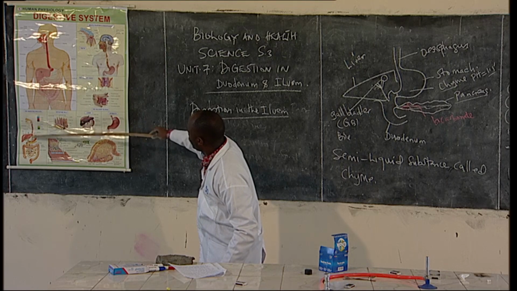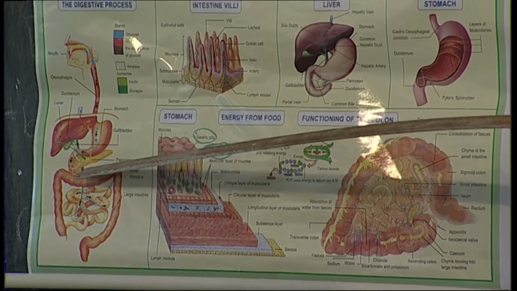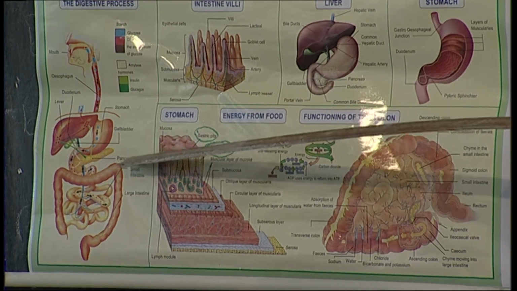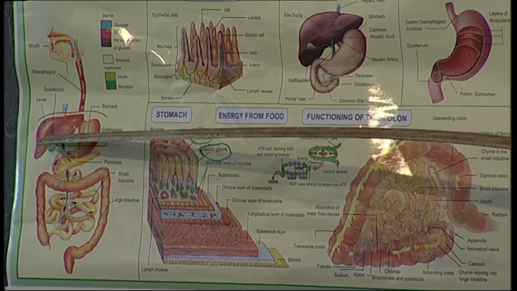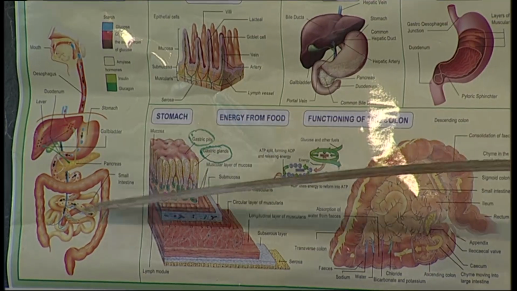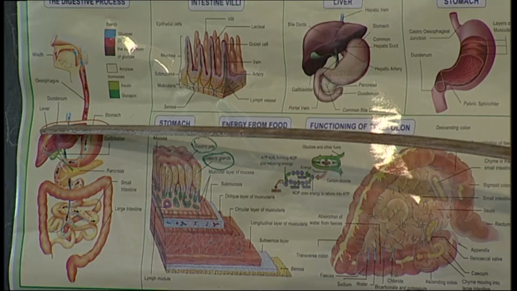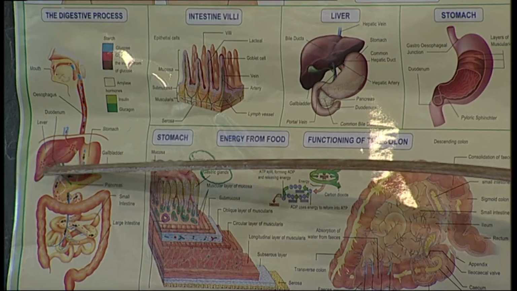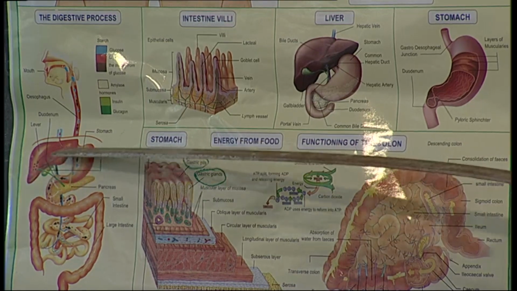We have the mouth, stomach. The first part of the small intestine is the duodenum. We have the pancreas. The pancreas is very important because the pancreas and the liver, we call them accessory organs. The pancreas produces pancreatic enzymes, as well as the liver produces bile. And bile is very important for breaking down large droplets of fats into small droplets of fats.